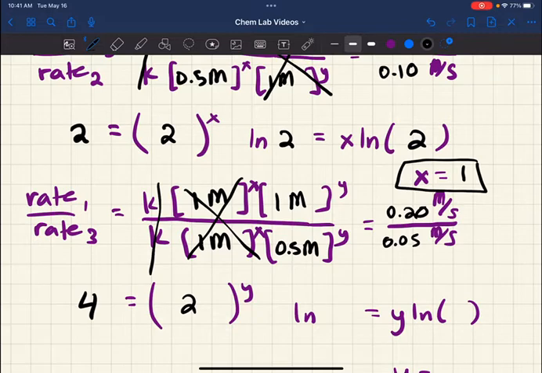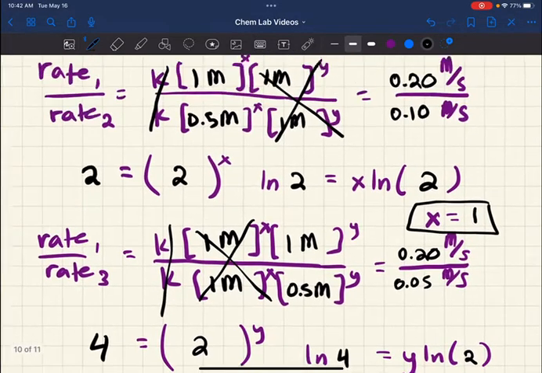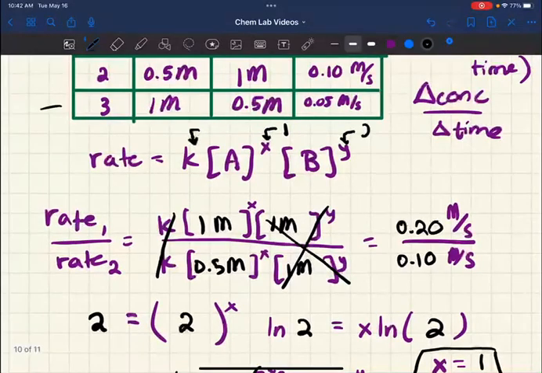So if I want to pull my exponent, I can take the natural log of both sides like I did before, and I get natural log of 4 equals y times natural log of 2. And this leaves me with y, the exponent, is equal to approximately 2. So I'll plug that in here. So this means that A as a reactant is first order, and B as a reactant is second order.